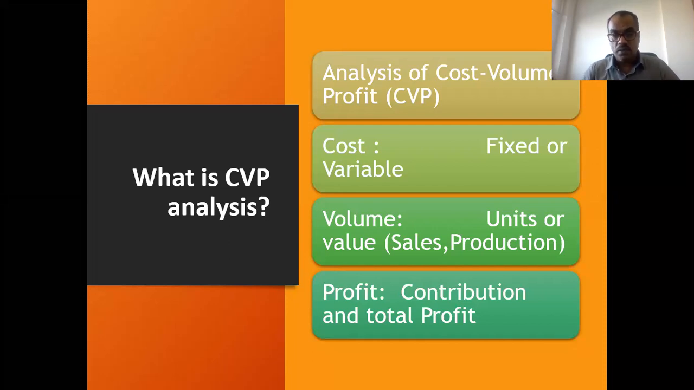Total revenue minus total expenses. But here, profit is explained by two means. One term is the contribution. Profit is also a contribution.